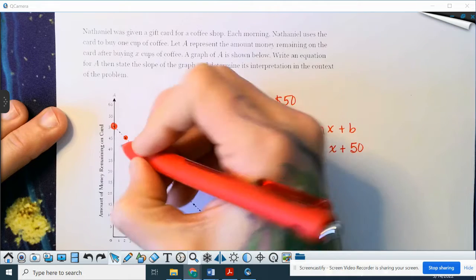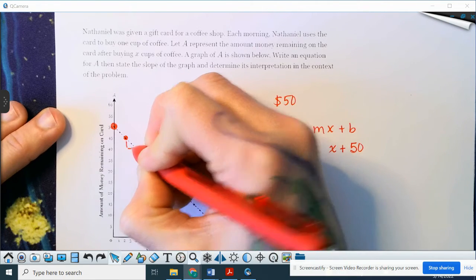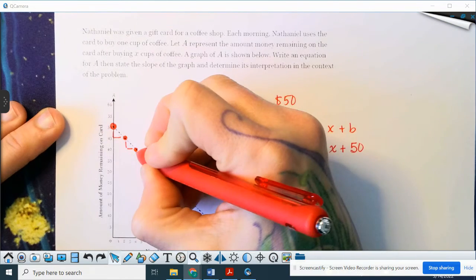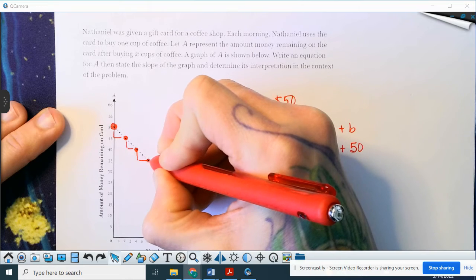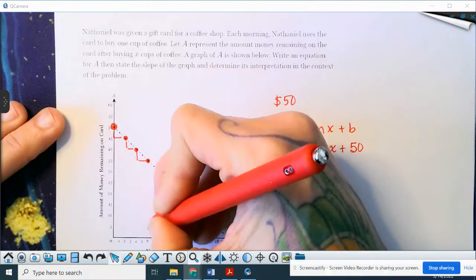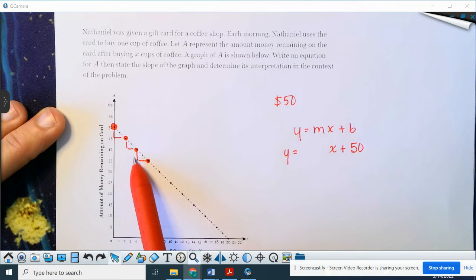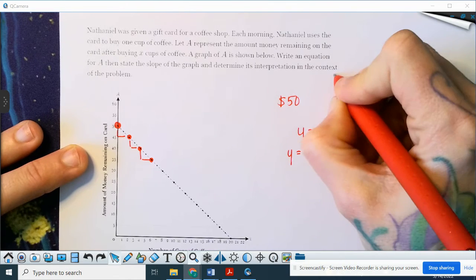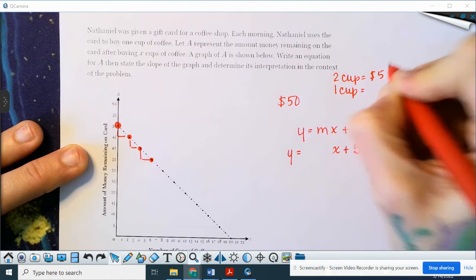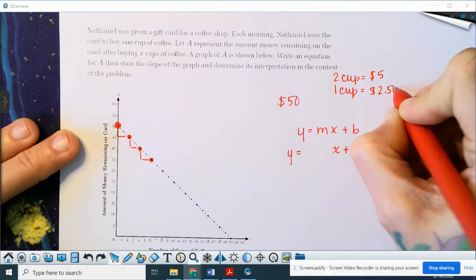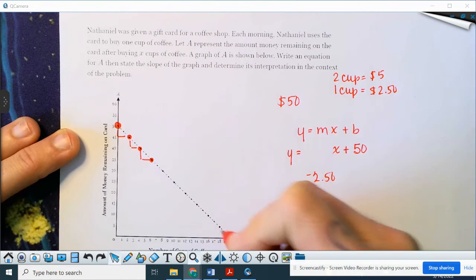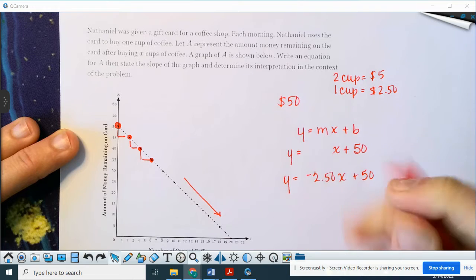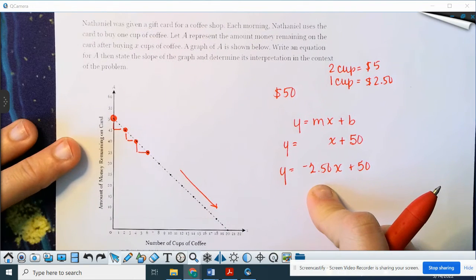And I want to check it. And then 2 more cups of coffee, I lost another $5. Every 2 cups, $5. So it's $2.50 per cup of coffee, right? Do it one more time. So 40 to 35 for every 2 cups of coffee. I'm sorry, 6, because this is 4, 6. So for every 2 cups of coffee, it's $5, which means 1 cup of coffee. So if 2 cups equals $5, then 1 cup is going to be $2.50. So it's going to be a negative $2.50 because it's also decreasing. You see the line going down. Y equals negative 2.5X plus 50.